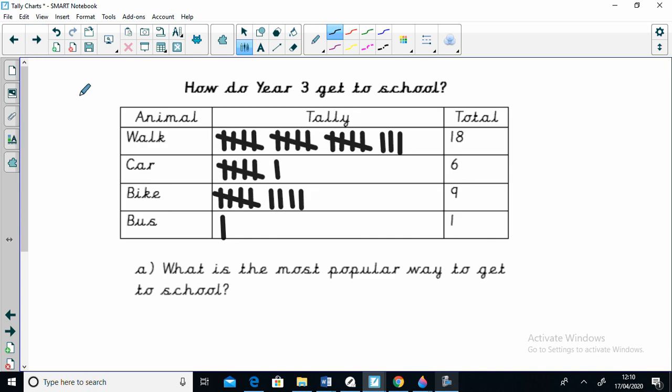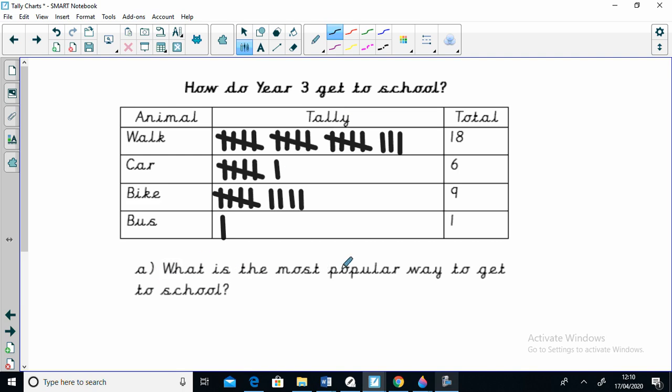In tally chart activity 2, you start by completing the tally chart, but then you move on and have to answer some questions about that tally chart. So I've done that first bit already. I've created the tally chart. I did that earlier. I'm now going to think about these questions.